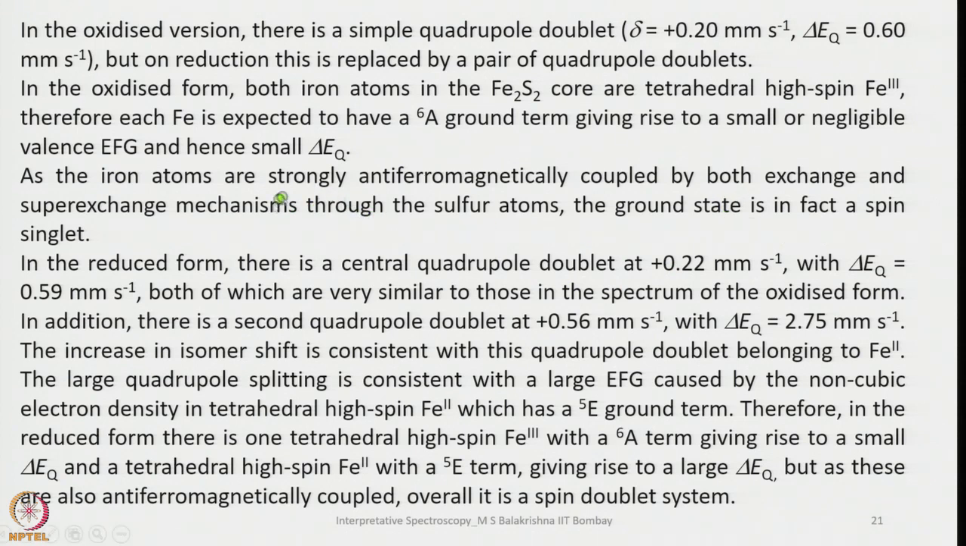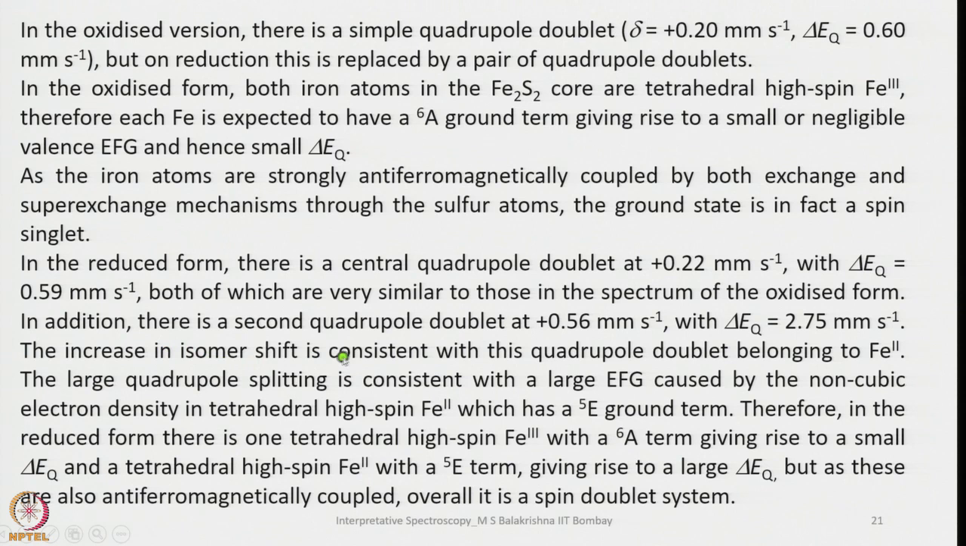So in the reduced form, there is a central quadrupolar doublet at 0.22 millimeters per second with a delta EQ equals 0.59 millimeters per second, both of which are very similar to those in the spectrum of the oxidized form. In addition, there is a second quadrupole doublet at 0.56, considerably larger, with delta EQ value of 2.75, where it was 0.60 and 0.59 millimeters per second.